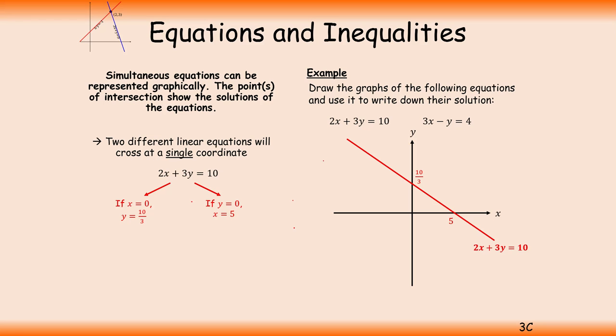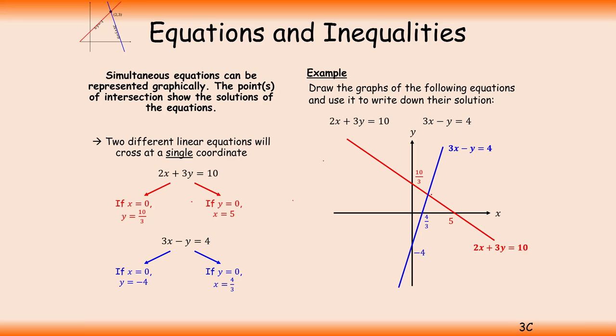I can do the same thing with 3x minus y equals 4. At x equals 0, y is going to be equal to minus 4. And if y equals 0, then x is going to be equal to 4 over 3. 2 more coordinates, and I can plot 3x minus y equals 4, and there's the point of intersection between them. So we represent them graphically.